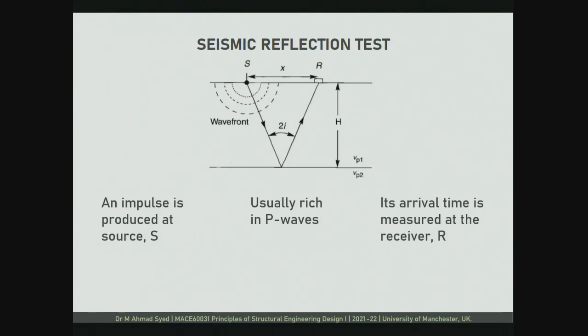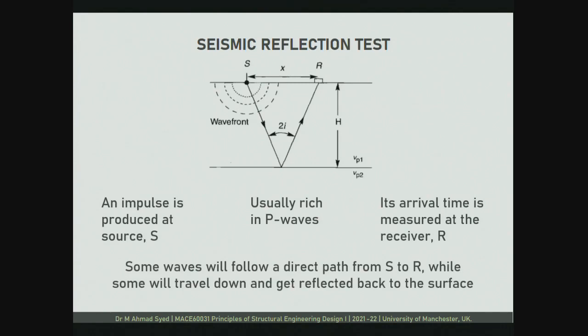Now its arrival time is measured at the receiver R. We know the distance, so distance over time gives me the velocity of P waves. Now some waves will follow the direct path, S to R. Some waves will go down and then reflect back, depending on whether you have a change in soil profile. So some waves will propagate through, and some waves will reflect back. The first one is your P wave.